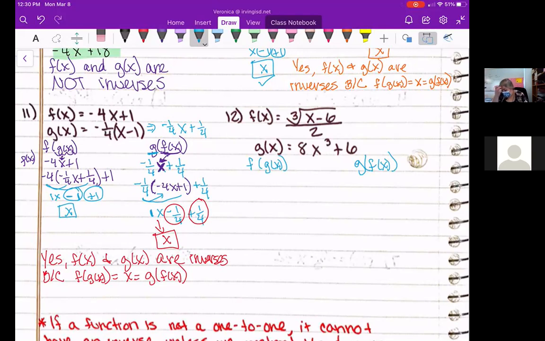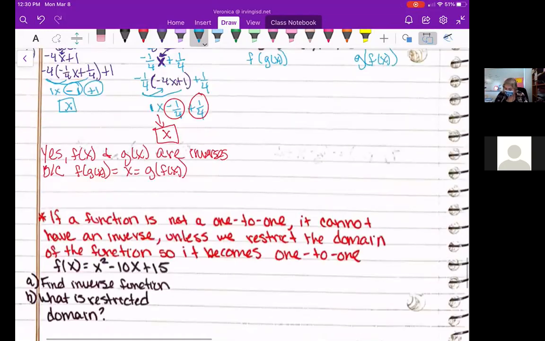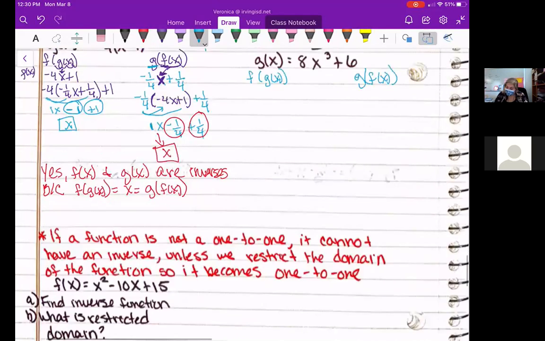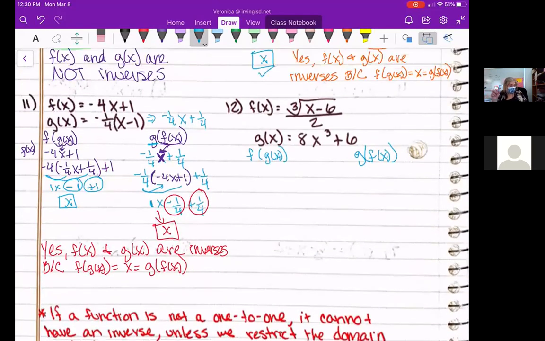Okay? Is this the last example? I think it is. Oh, no, we have that bottom one. Okay. I don't think what's his face did it. Okay.